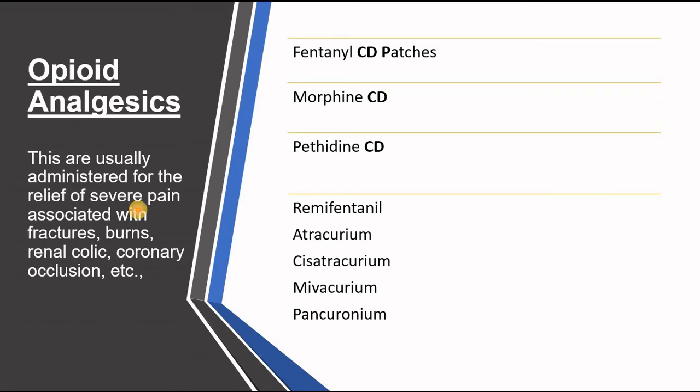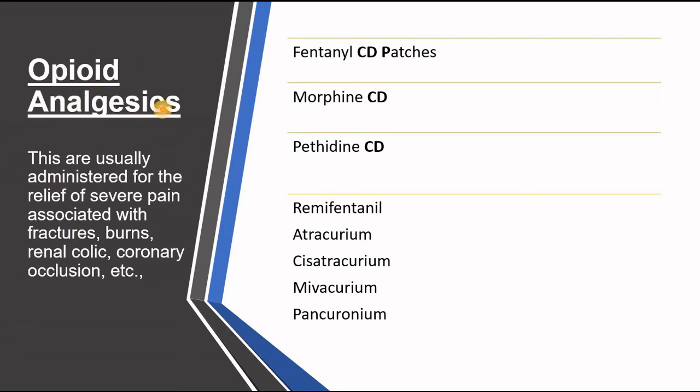If the patient is suffering from severe pain during anesthesia or during surgery, that time we use the opioid analgesics. For example, in case of fracture, burn, renal colic and coronary occlusion. So these are the problems in which the patient suffers from too much pain. That time we have to use the opioid analgesic.